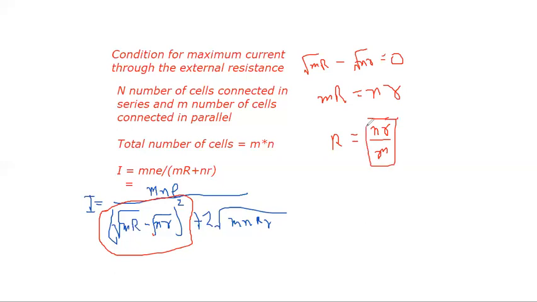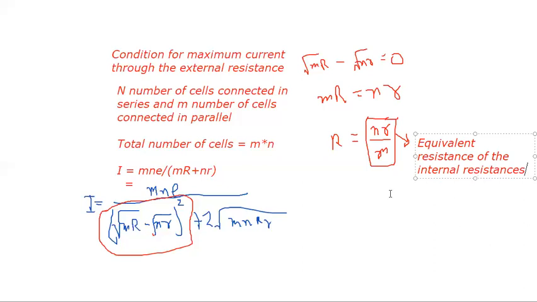What was this? If you go back to the previous slide, this was equal to the equivalent resistance of the internal resistances, right? So what do we get as the condition of maximum current? The maximum current will flow through the external resistance when it is equal to the equivalent resistance of the internal resistances of the cells that are connected in series and parallel.